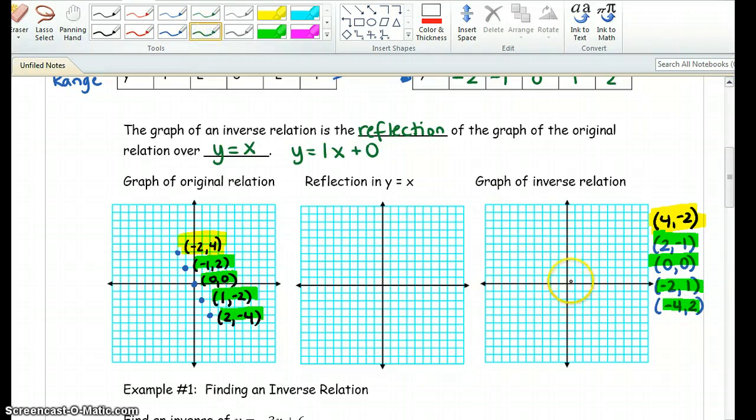So let's go ahead and plot those points. We have (4, -2), (2, -1), (0, 0), (-2, 1), and (-4, 2). Basically, if we put those in the same spot, what you'll notice is the points that we ended up getting are a reflection over the y equals x line.